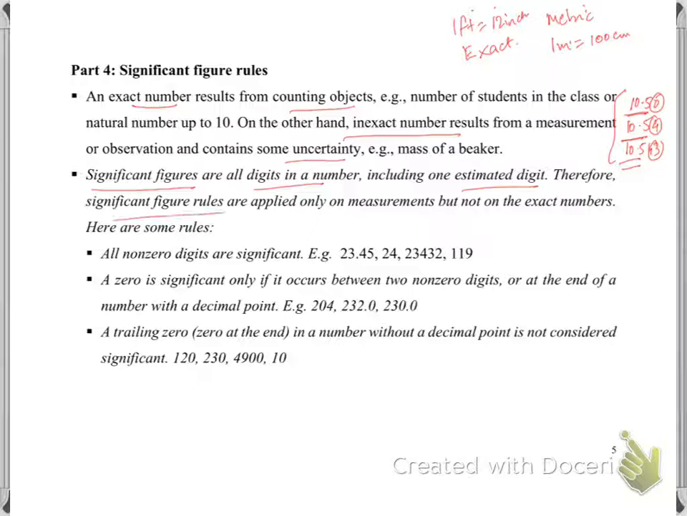We apply these significant figure rules only on measurements. We do not apply them on exact numbers. 1 foot equals 12 inches. How many significant figures are there? That has no meaning because that's not a measurement. So first let's look at some rules and then we'll see how we apply them on the measurements. All non-zero digits are significant. So how many non-zero numbers are here? 4. So this number has 4 significant figures. What about this one?